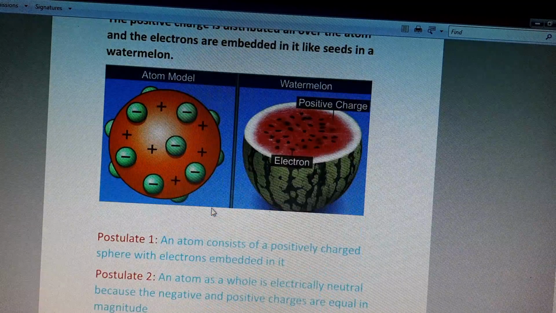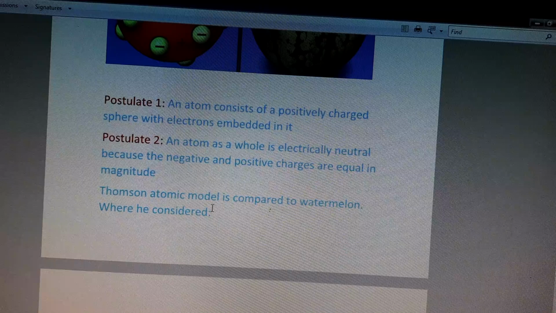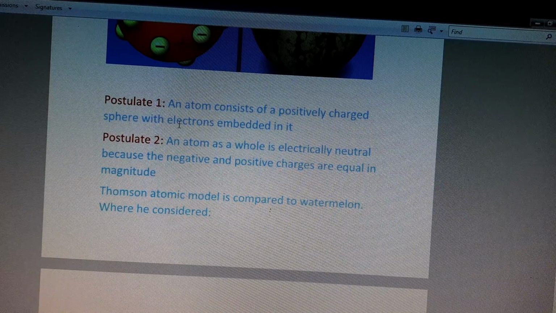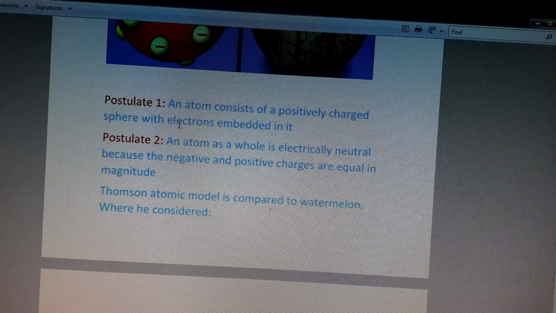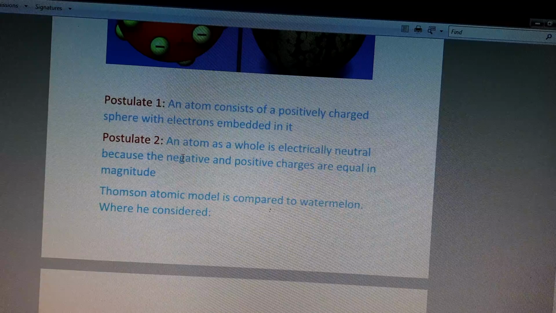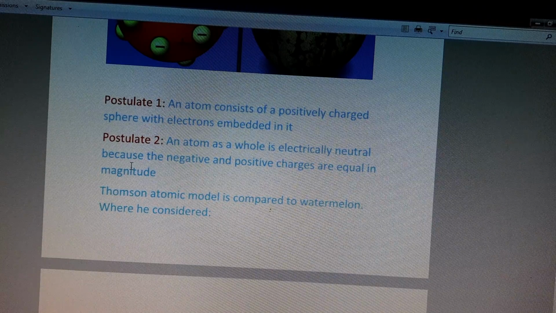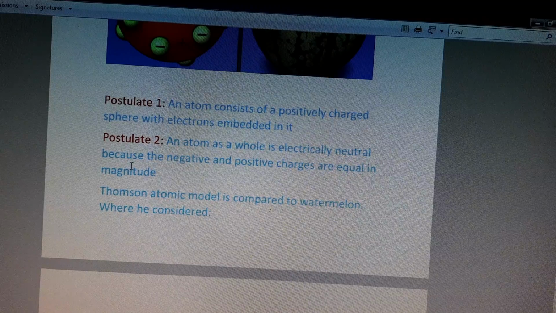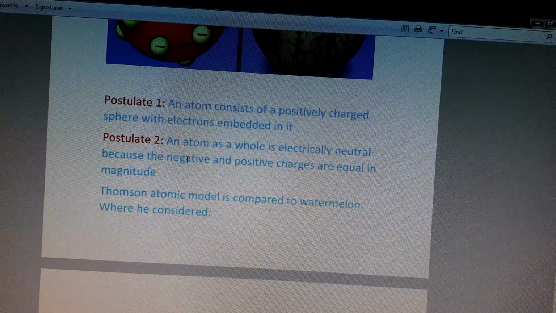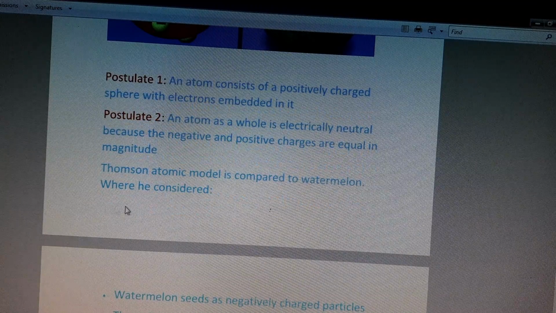According to the Thomson atomic model, there are two important points. The first is that the atom consists of a positively charged sphere with electrons embedded in it. The second is that the atom as a whole is electrically neutral because the negative and positive charges are equal in magnitude. These are the two main points in Thomson's atomic model, and it is compared to a watermelon.